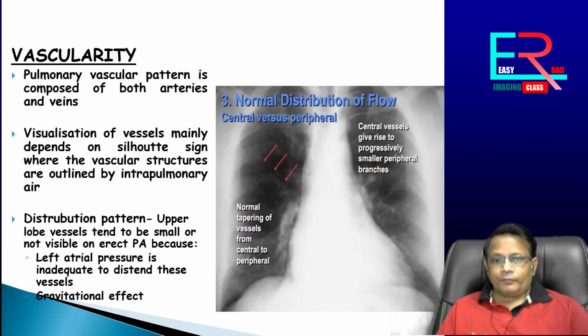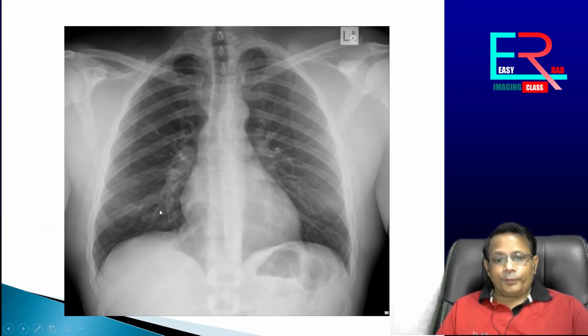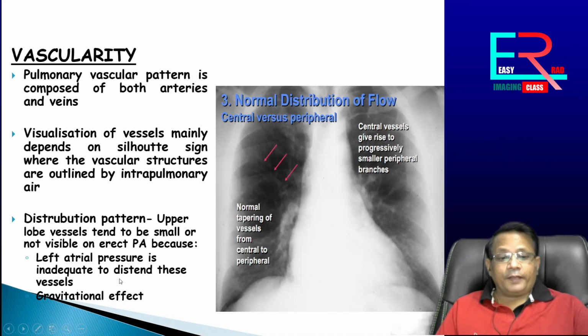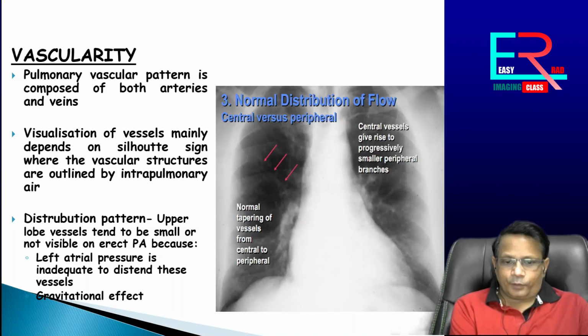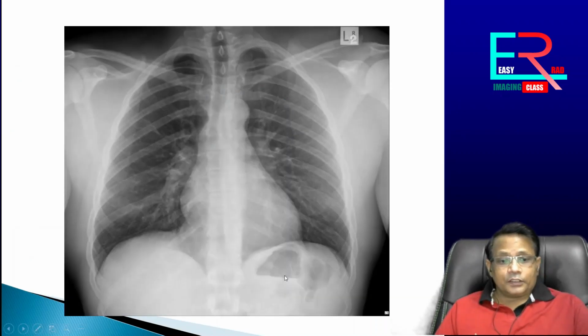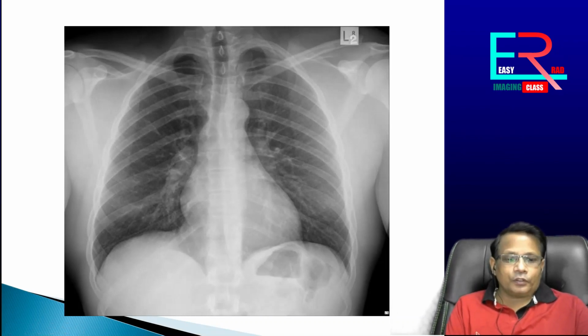See, usually the vascular markings are more prominent on the lower sides. Okay, in the lower zones you will find more prominent vascular markings, but the upper zones will have fewer, and that means more lucency. It is actually due to the gravitational effect on the vessels. Okay, so this should be the proper vascular pattern. And the main thing, the bronchovascular markings should be progressively tapered and branching. These are the features of normal bronchovascular markings.